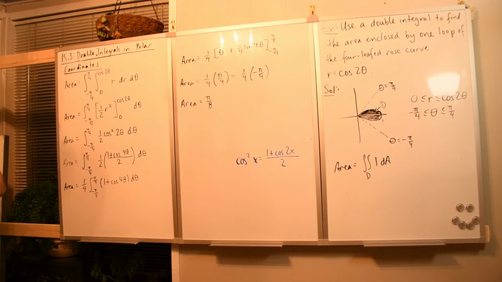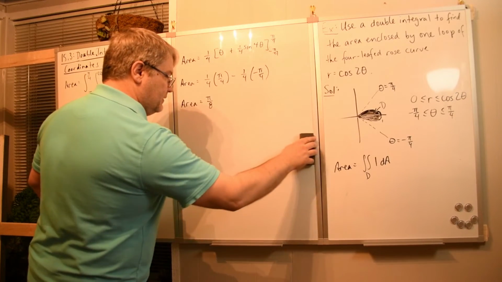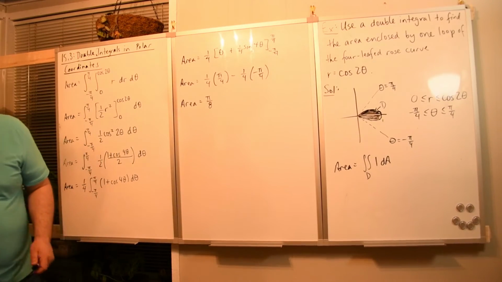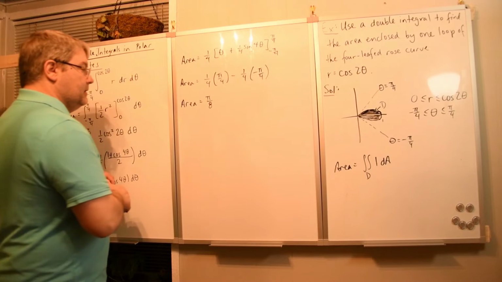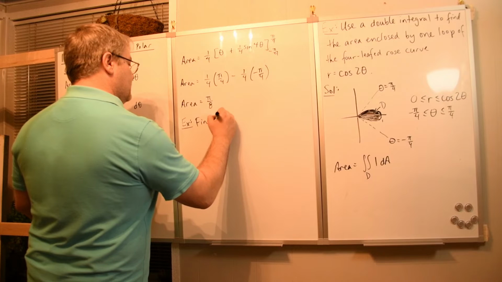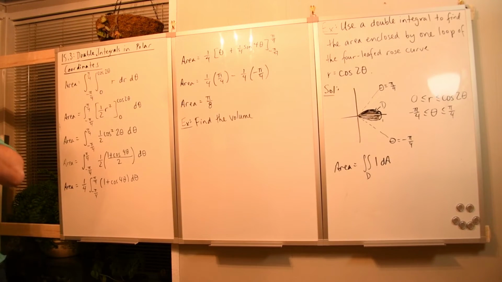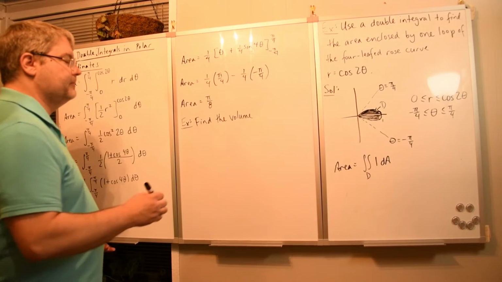All right, we got one more example to take a look at before this section is finished. So for this final example, we're going to find another volume. Now this time, this will be a volume of a solid.